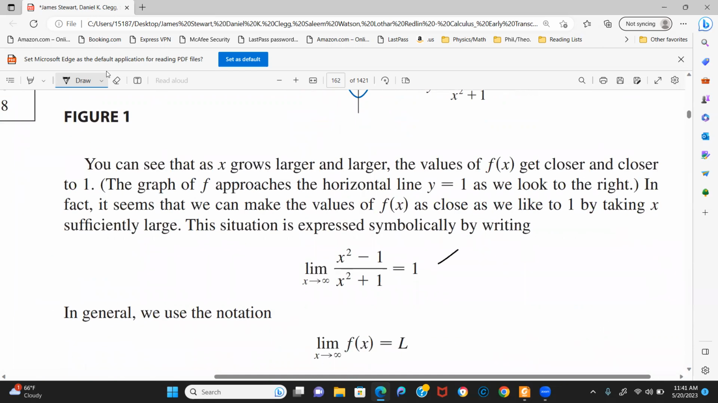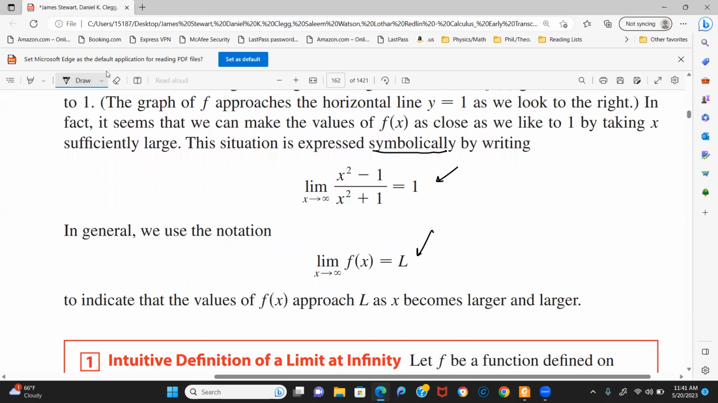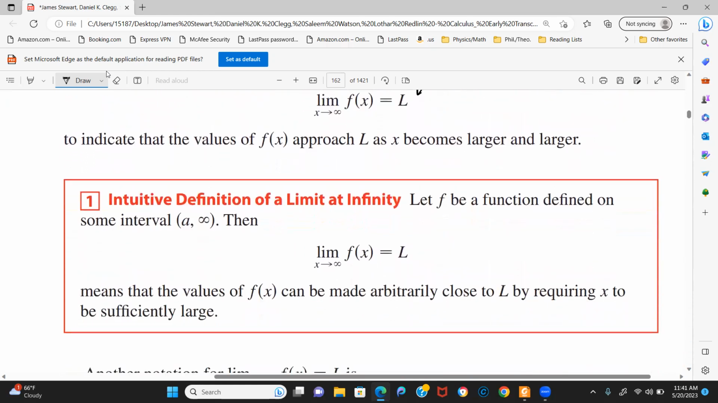So as I said, we can express this symbolically, and in general, we can use this notation. So we have this right here. This is just the intuitive definition, and then we'll scroll down to the more rigorous definition.